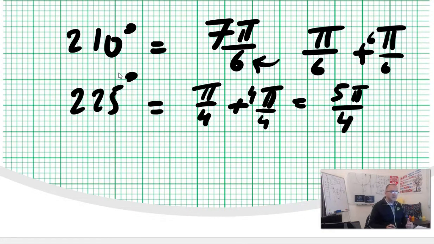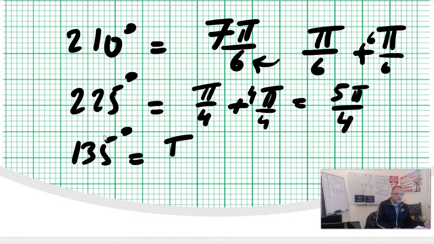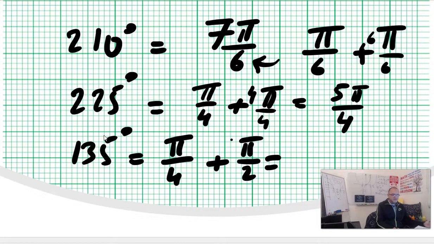Not because there's any IQ here, or because this is very easy, but you just need to train. And if you're going to quadrant 2 from quadrant 1, you just add a pi over 2, or 90 degrees. So for example, if you want to go to 135 degrees, you start at 45 plus 90 equals 135. So 45 is pi over 4 plus pi over 2. This gives you 2 pi over 4, so this makes the whole thing 3 pi divided by 4. There you go. All right, let's not waste any time on this.